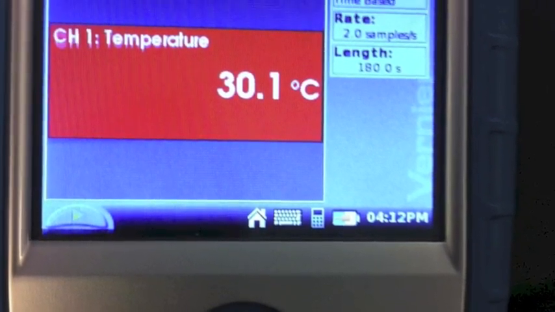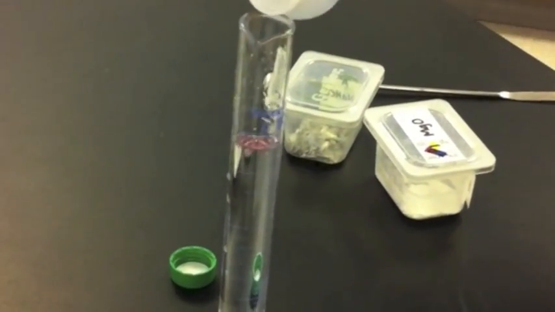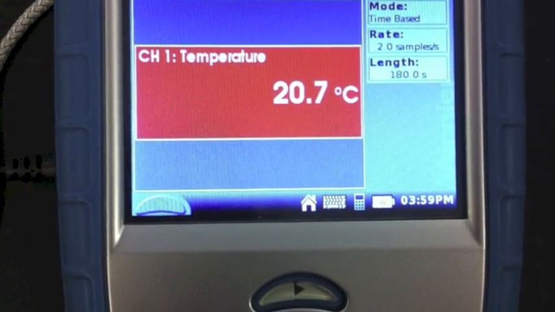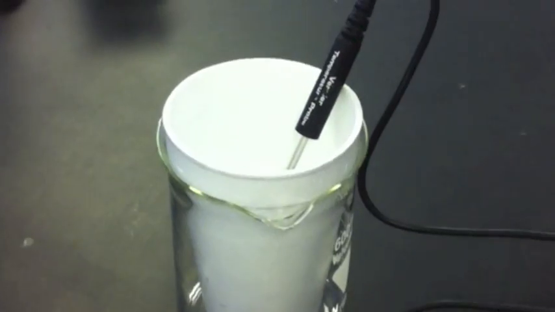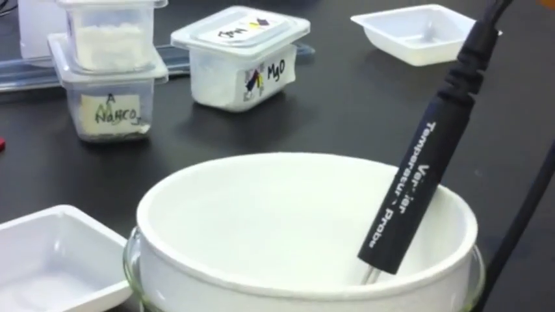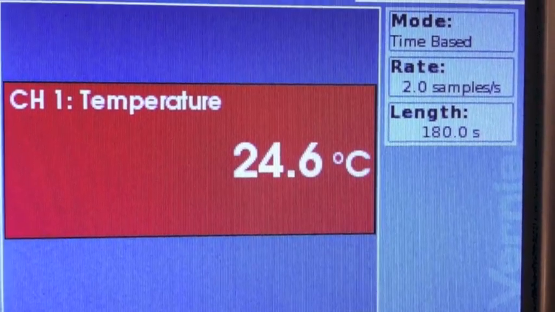For the next reaction, measure and pour another 50 milliliters of hydrochloric acid. Obtain 3.5 centimeters of magnesium ribbon. Once again, record the initial temperature. Pour the magnesium into the calorimeter, observe the temperature change, and record the highest temperature. In this experiment, we can see hydrogen gas being released from the calorimeter as the reaction occurs. The highest temperature in this experiment was 24.6 degrees Celsius.